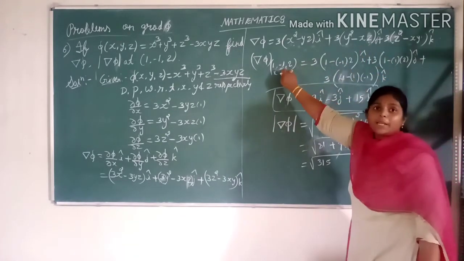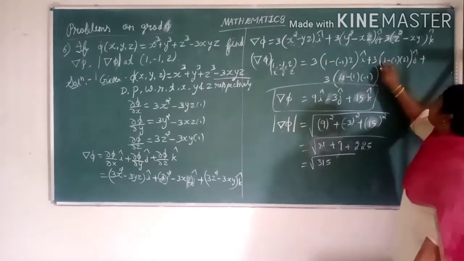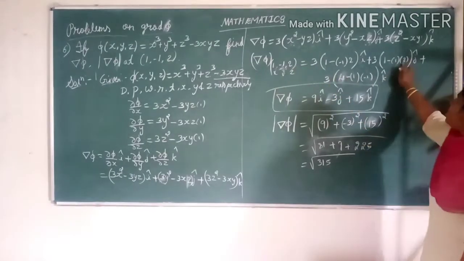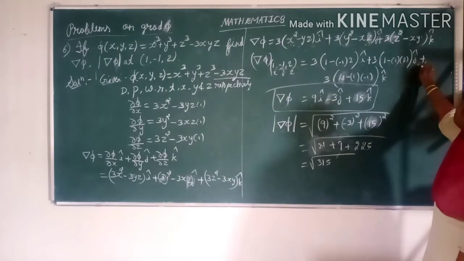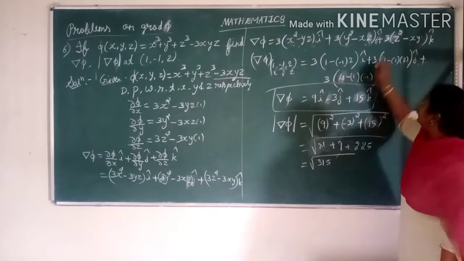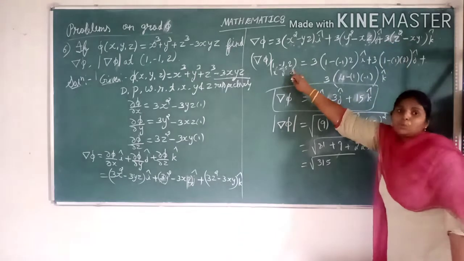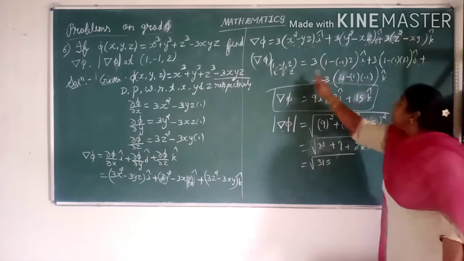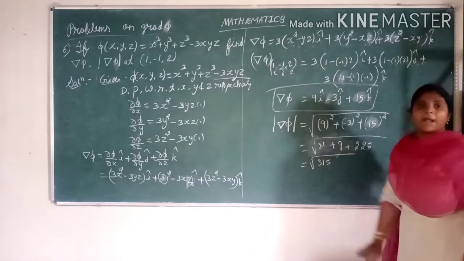What is y here? Minus 1. Minus 1 squared is plus 1, minus of x is 1 into z is 2, into j cap, plus 3 into z squared. That is, z is equal to 2. 2 squared is 4, minus of x is 1 into y is minus of 1.